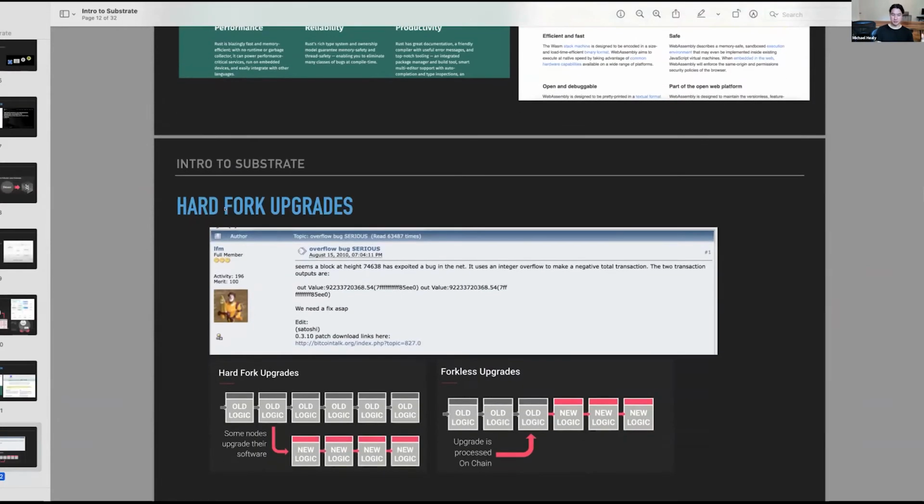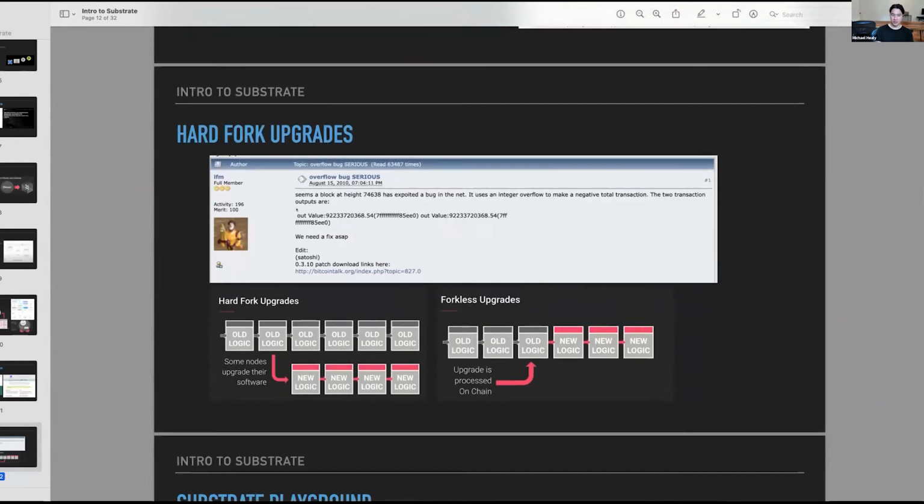One major benefit of Substrate is what's called a hard fork upgrade, or a forkless upgrade. So you can see here an issue with Bitcoin in 2010. There was an issue where someone could effectively create Bitcoin out of nowhere. They could influence how much Bitcoin a user has. That's an overflow bug, which is a serious bug. And they needed to do a hard fork to fix that.